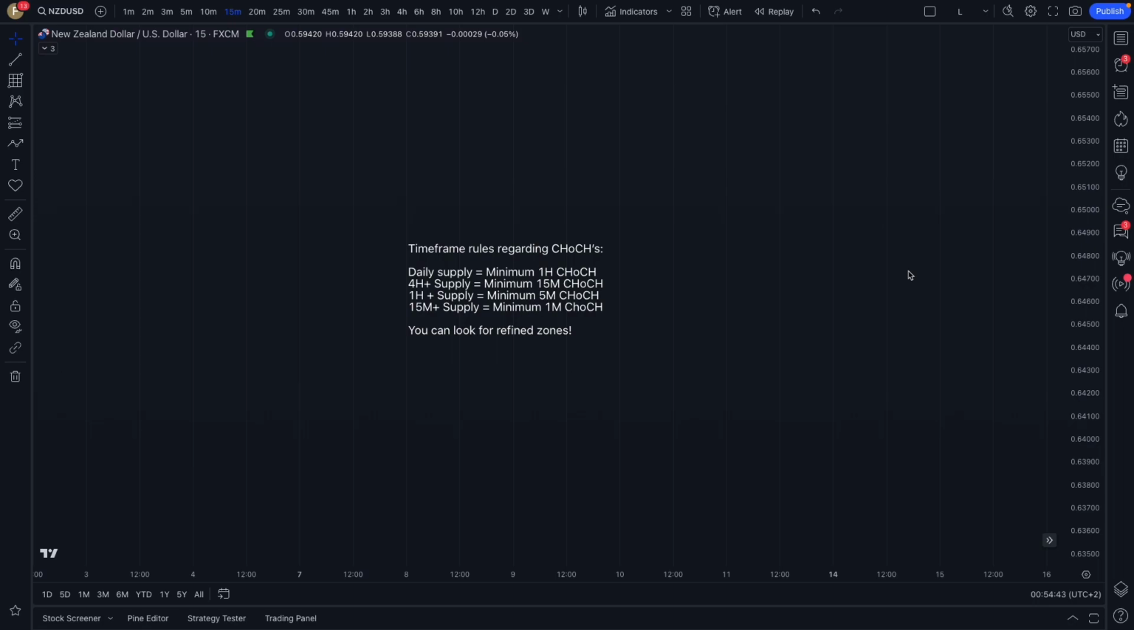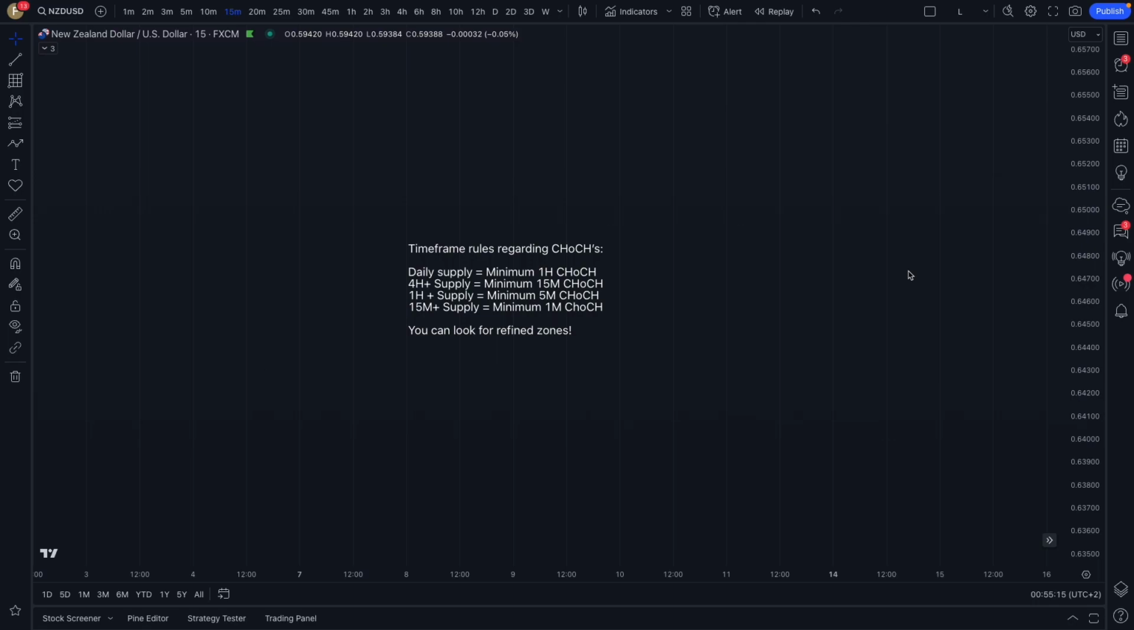If you're looking at a daily supply, you need to find a minimum of a 1 hour change of character. From a 4 hour or higher supply, you need to find a minimum of a 15-minute change of character. From a 1 hour supply, you want a minimum of a 5-minute change of character. And from a 15-minute supply, you look at a minimum of a 1 minute change of character.